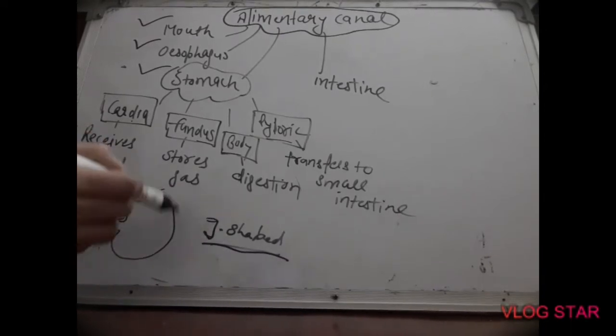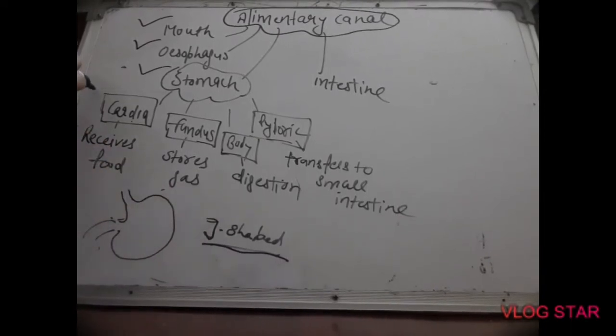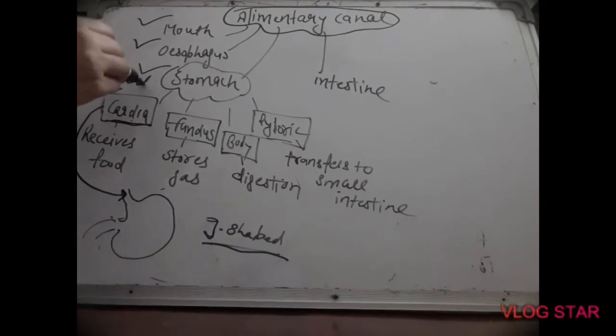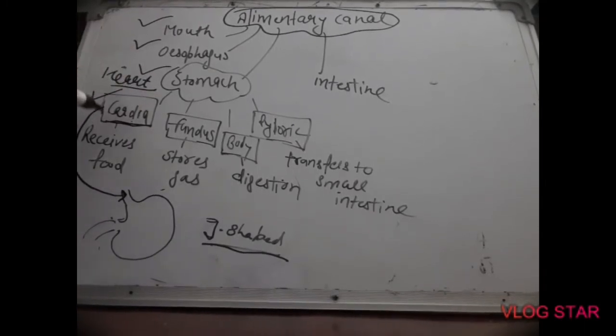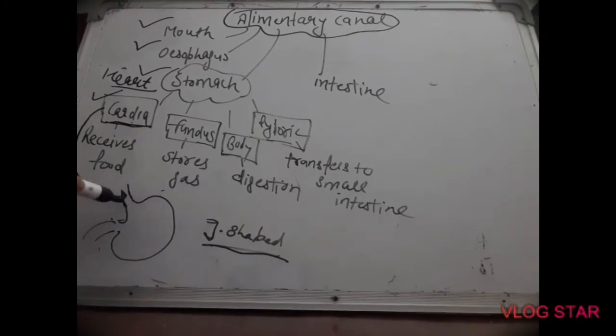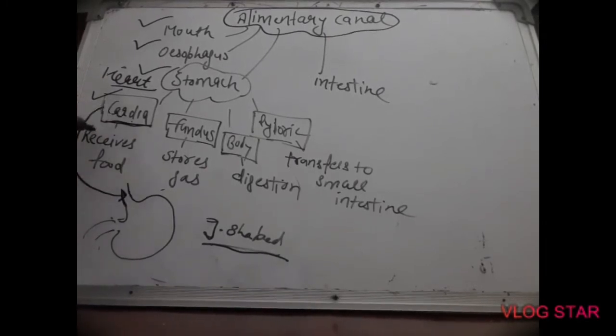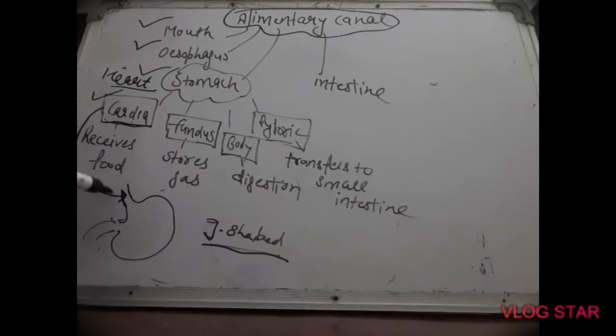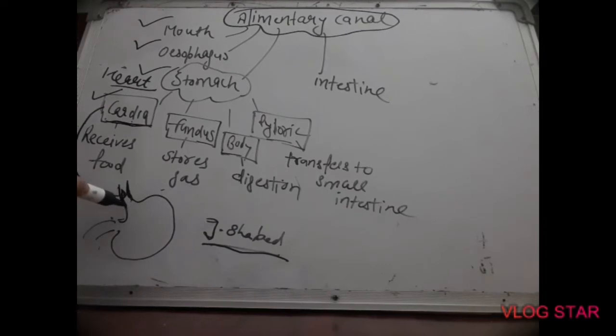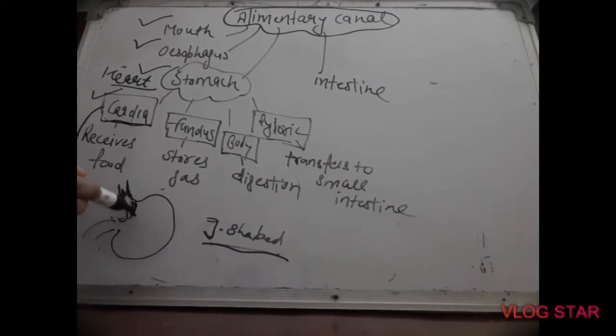It is a J-shaped organ and it has four parts. Cardia, the part which is very close to the heart, that is why it is known as cardia, because the cardiac word stands for heart. What is the function of this cardia part? It receives food from the esophagus. So this part of the stomach is cardia.